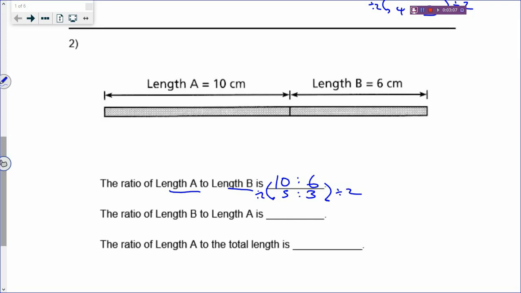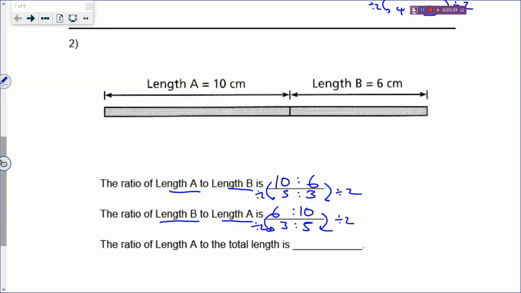Next one. The ratio of length B to length A. What comes first? Length B. So make sure you write down 6 first, so 6 is to 10. And of course the ratio in the simplest form. How do you show the working for the simplest form? You can draw the arrow sign below and then put down divide by 2. And then you will get 3 is to 5.